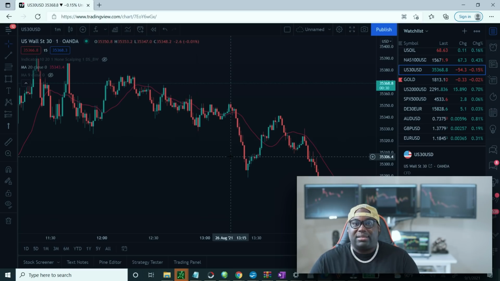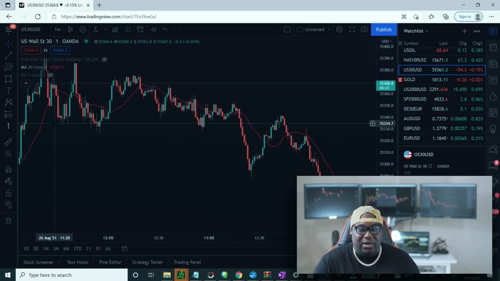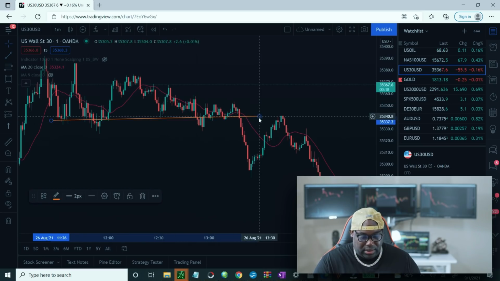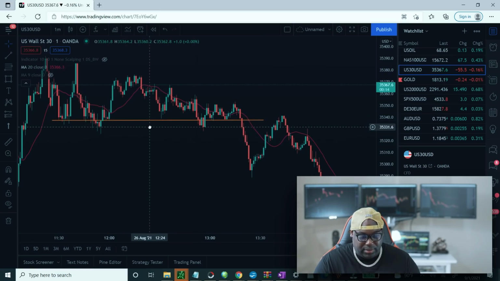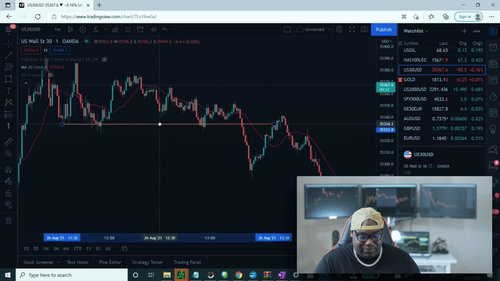No, the indicator by itself is not going to make you the money. So let me show you a good example right here. We have resistance right here, guys. You can tell that the market right here is respecting this level. Actually, let me move this down a little bit. Okay, so we have this level right here.